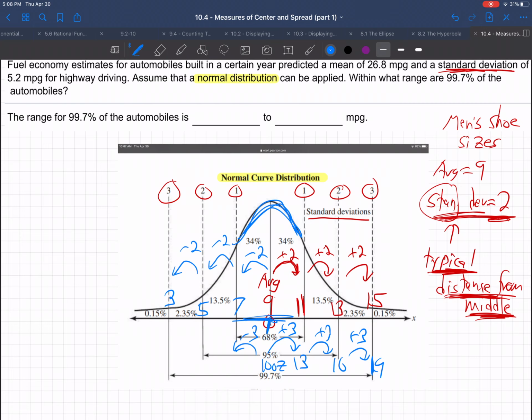Most men have shoe size probably between 7 and 11. Again, I made this up. You could type into Google average men's shoe size in the United States and the standard deviation. You'd find it. So that means most men are going to have feet that are pretty average, somewhere between size 7 and size 11 shoe size. That's why there's the biggest pile right in the middle.